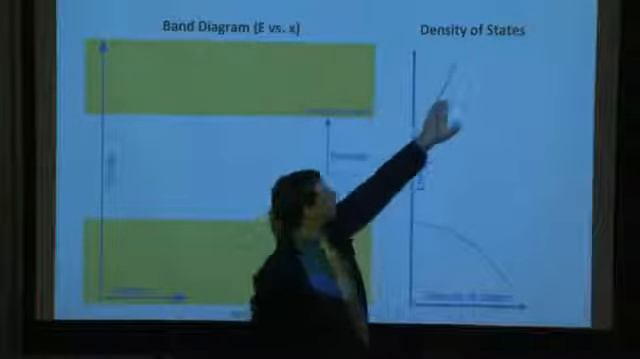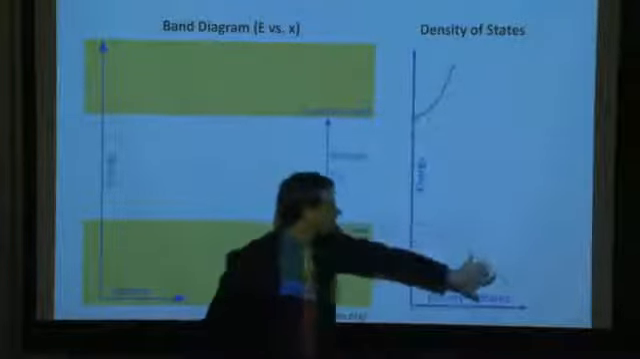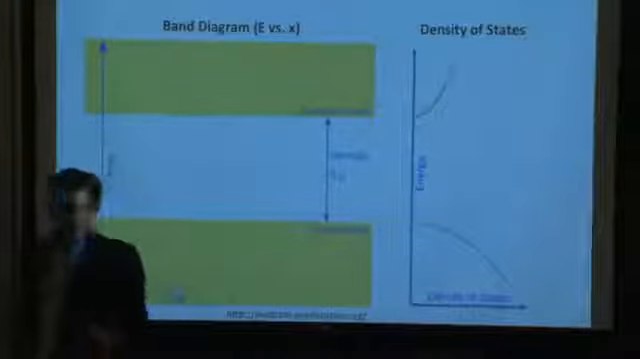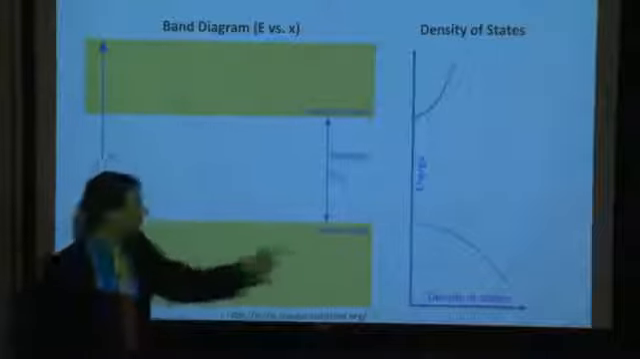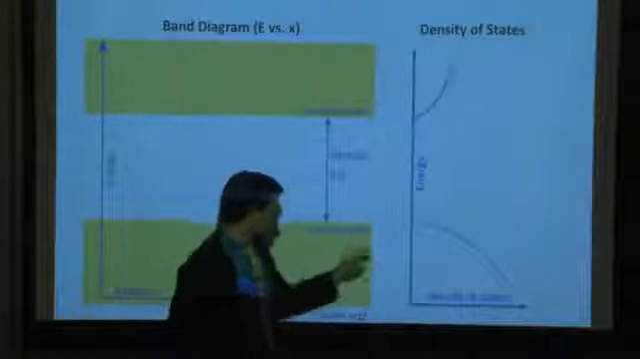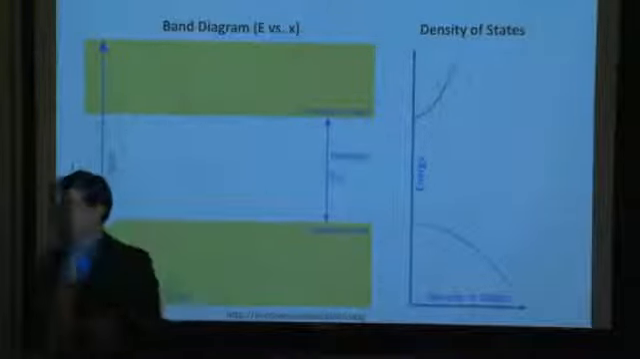So we have a certain density of states that is allowed inside of our semiconductor. And there's a very small density of states right at the band edge. And that density of states typically increases as you go deeper and deeper into the bands.